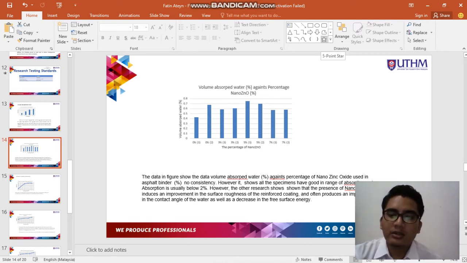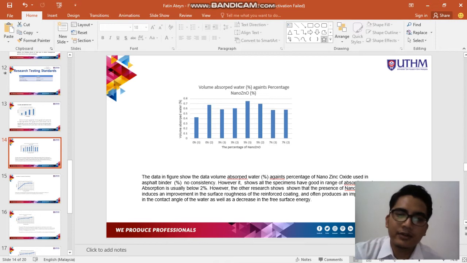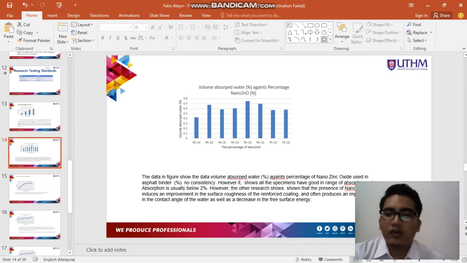However, it shows all the specimens are in a good range of water absorption because it is below 2%. Other research shows the presence of nano zinc oxide induced an improvement in the surface roughness of the reinforced coating and often produces an improvement in the contact angle of water as well as a decrease in the free surface energy.